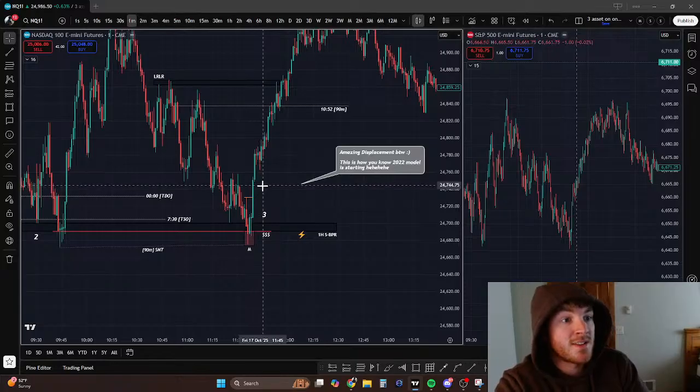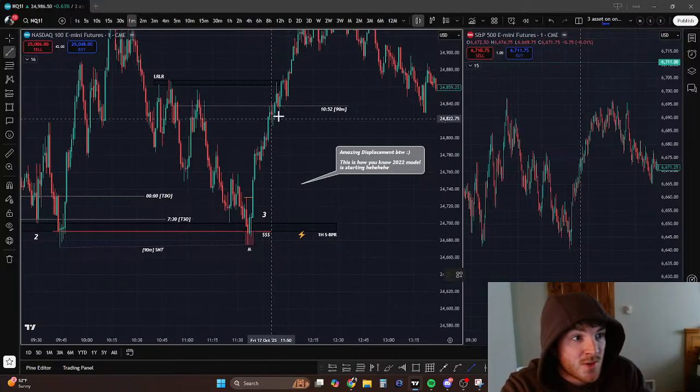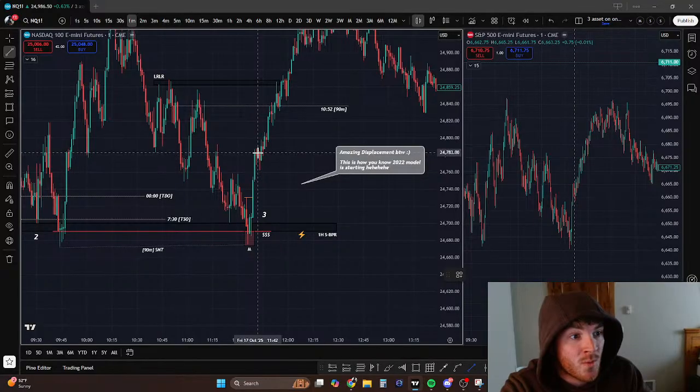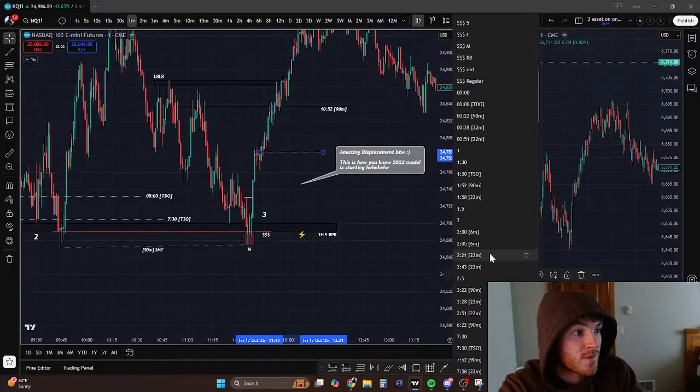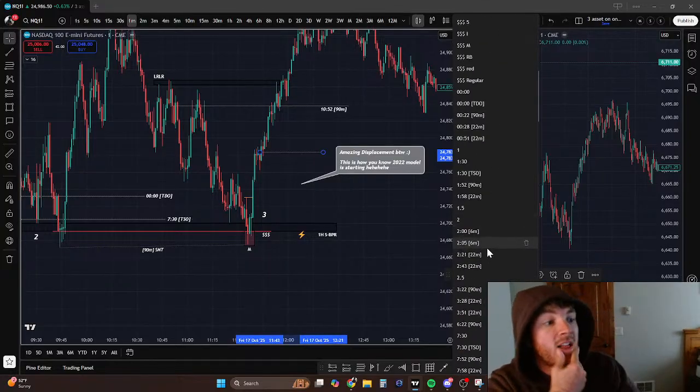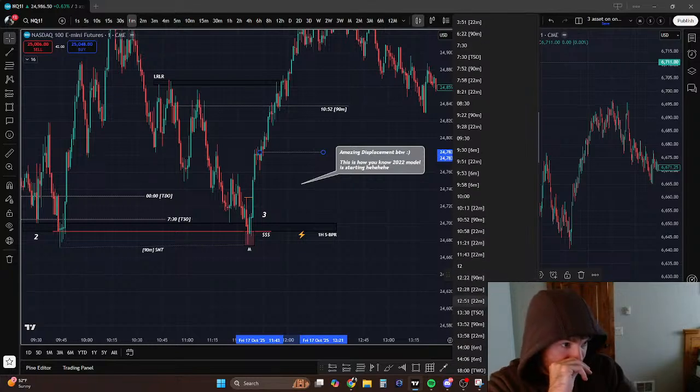We're going up into the macro time. So we're below our 90-minute true open. What time is our 22-minute true open, guys? What time is the 22-minute true open? What time is it? 11:43. 11:43.